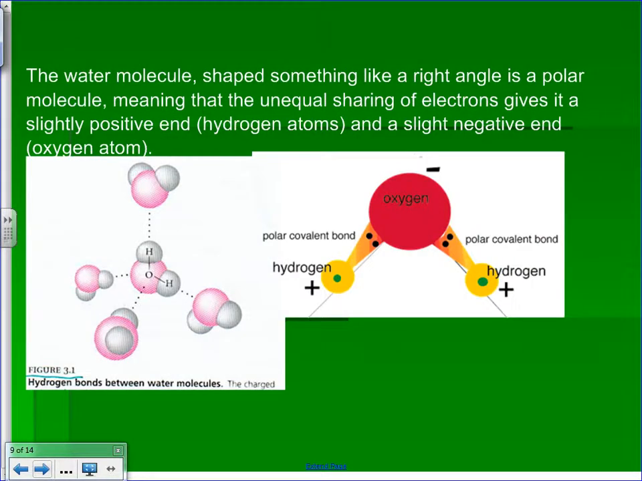All right, so the water molecule is shaped kind of like a 90-degree angle. Kind of like this. So about 90 degrees between the two hydrogens. And the unequal sharing makes them have positive and negative ends.